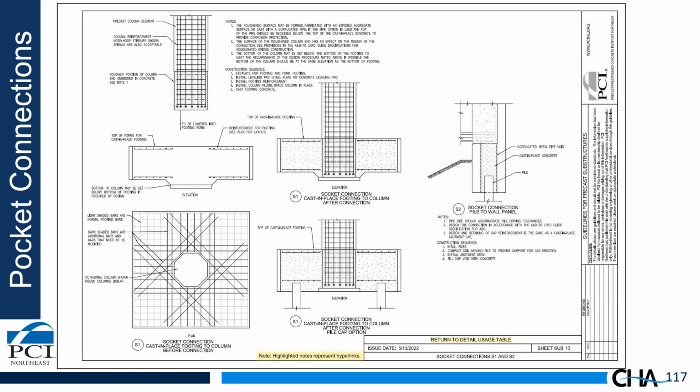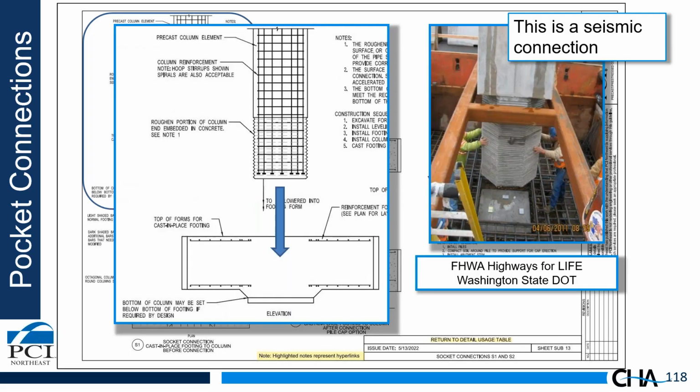This next detail came out of Washington State. I love this detail. It's one of my favorite ABC details out there. This is where the column is precast with either a corrugated end on it or even just a roughened surface on the end, and it's set on a leveling pad, and you pour the footing around the column. The key thing in here is there are no dowels projecting from the precast column into the footing. The connection is made through the roughened column end and the bearing action of the column against the surrounding concrete.